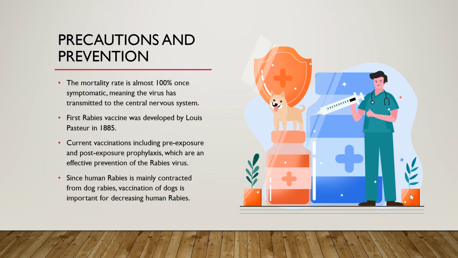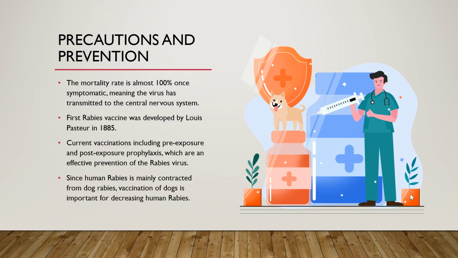Taking precautions and being preventative for this virus is important because its mortality rate is almost 100% once symptomatic, meaning the virus has transmitted to the central nervous system. The first rabies vaccine was developed by Louis Pasteur in 1885. Current vaccinations, including pre-exposure and post-exposure prophylaxis, are an effective prevention of the rabies virus.